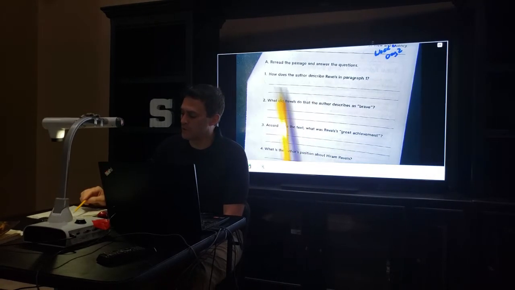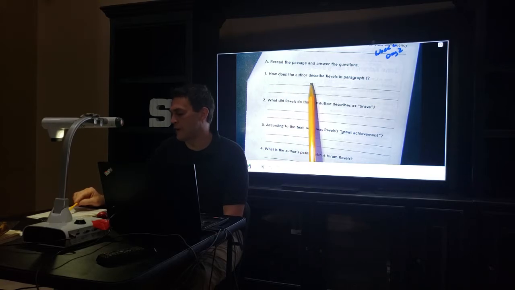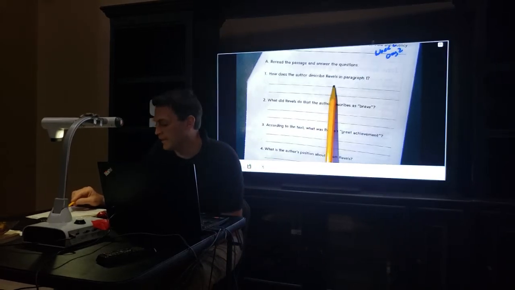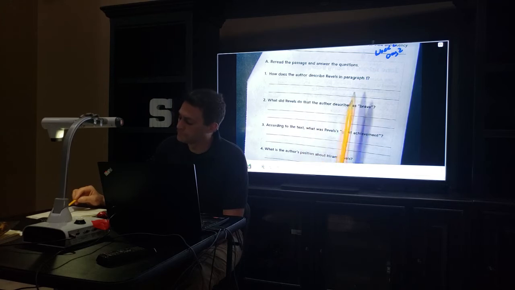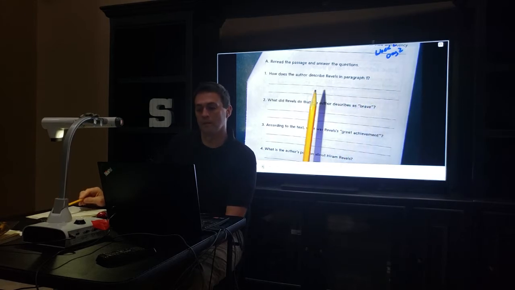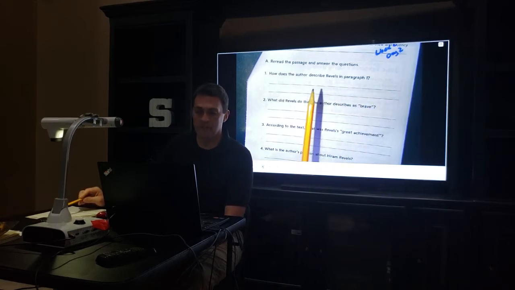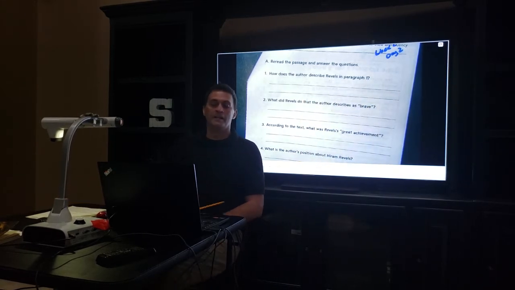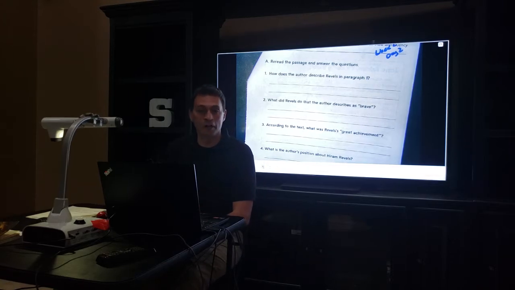Okay, so the first question says, how does the author describe Revels in paragraph 1? Revels is the main character. So how does he describe him? Is he describing his personality? Is he describing his looks? Is he describing his attitudes? And make sure you're using a complete sentence. I don't want just one word, okay?